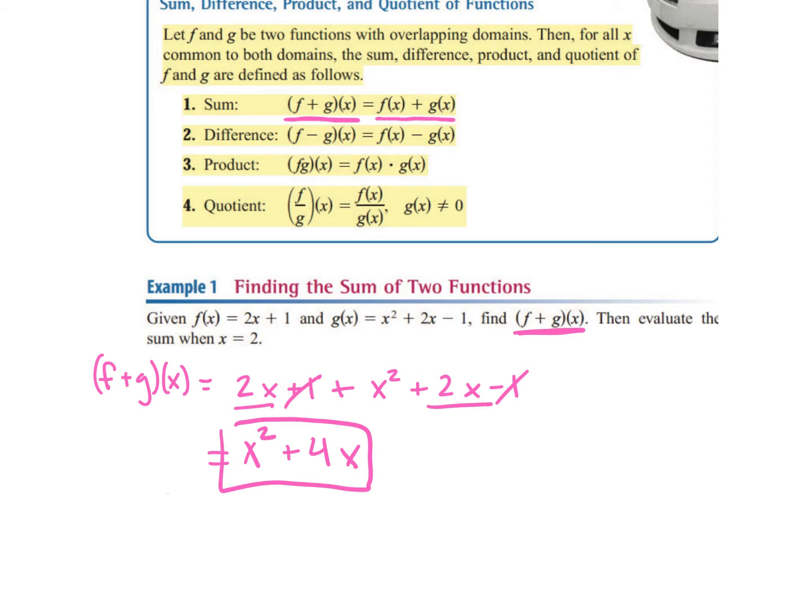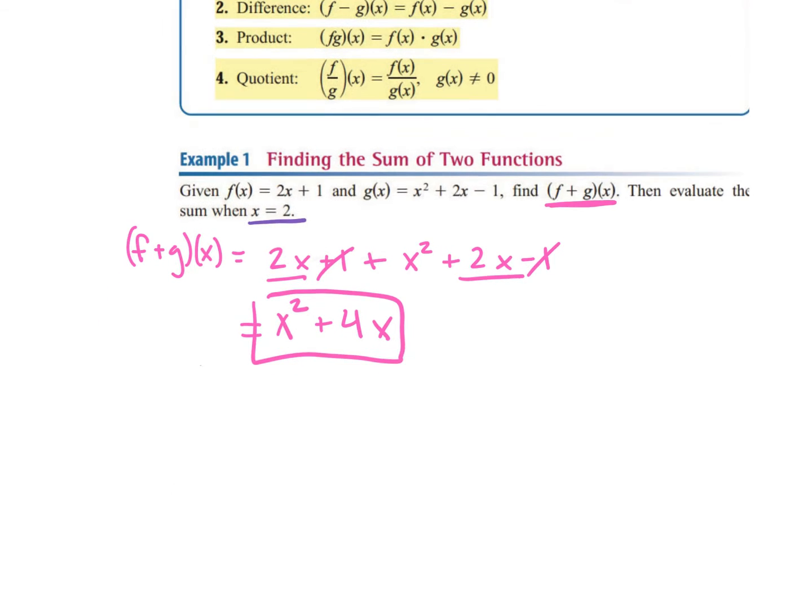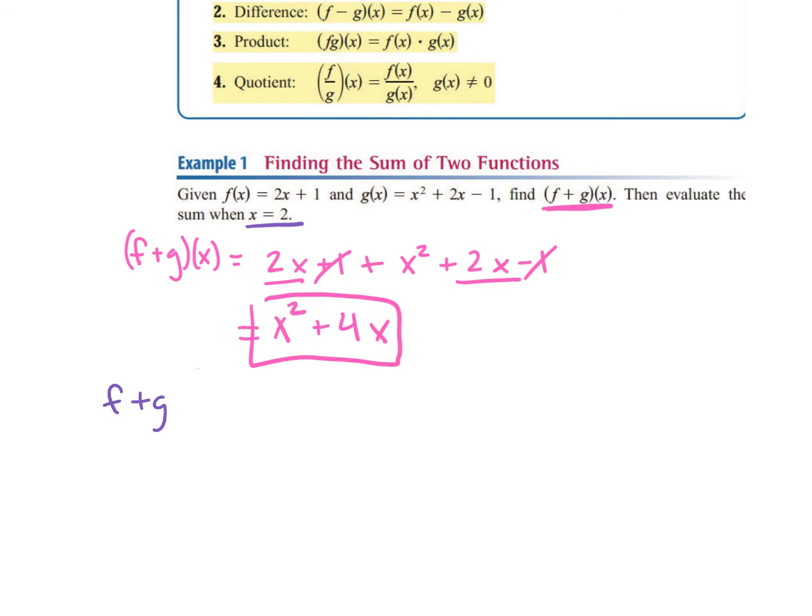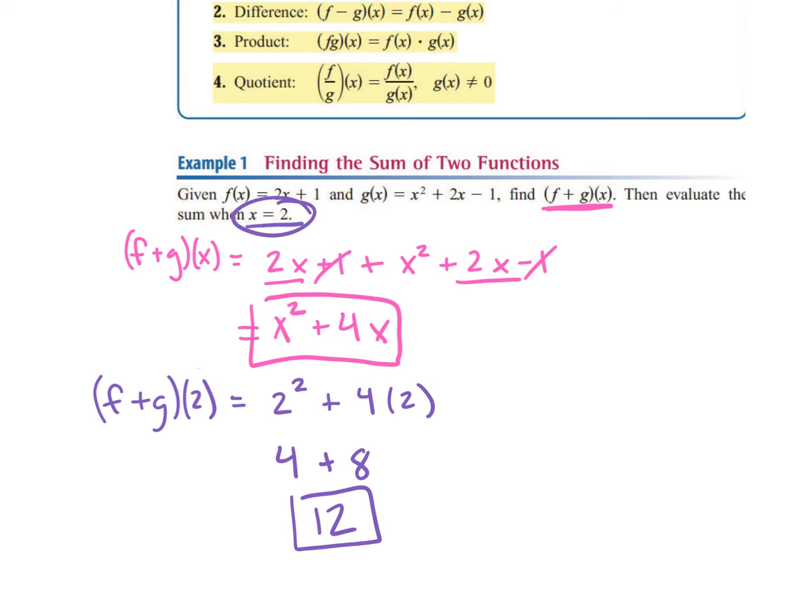The next part of this question says, then evaluate the sum when x is equal to 2. So this now wants us to find f plus g of 2. So we're just plugging in 2 for our x's. So I'll have 2 squared plus 4 times 2. All I did was plug in 2, because it said x is equal to 2. So 2 squared is 4, 4 times 2 would be 8, and 4 plus 8 is 12. So f plus g of 2 would be 12.